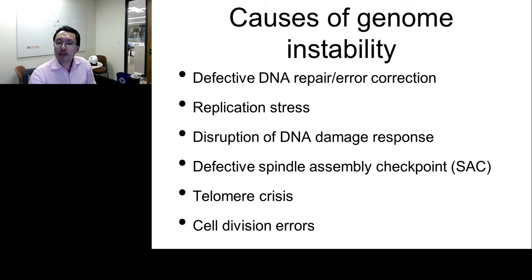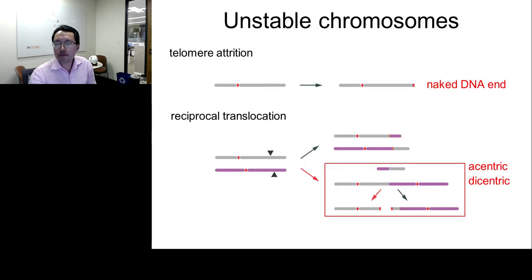Now, in my presentation today, I actually want to talk about one simple mechanism that could contribute to genome instability, which is unstable chromosomes. Unstable chromosomes can result from one or multiple mechanisms, including some of the causes listed on the previous slide. Two common paths leading to unstable chromosomes are shown here.